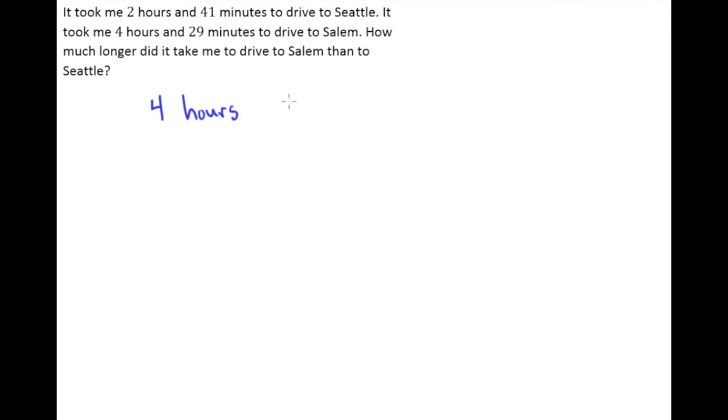In the same sort of way that I wrote out the feet and inches perimeter example in the last section. So we have 4 hours, 29 minutes. And we want to take away 2 hours, 41 minutes.